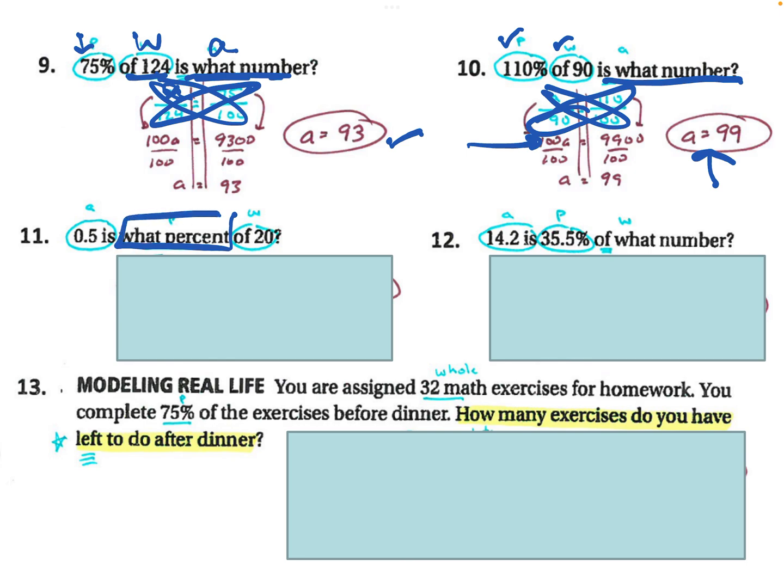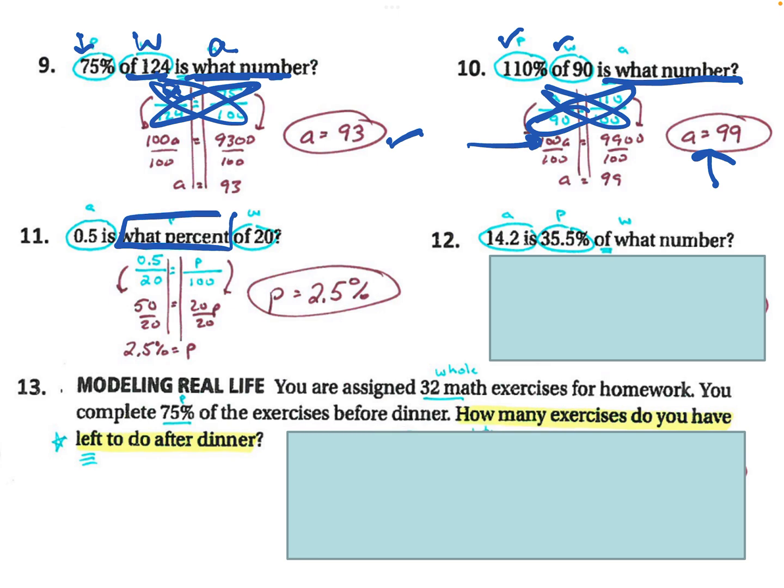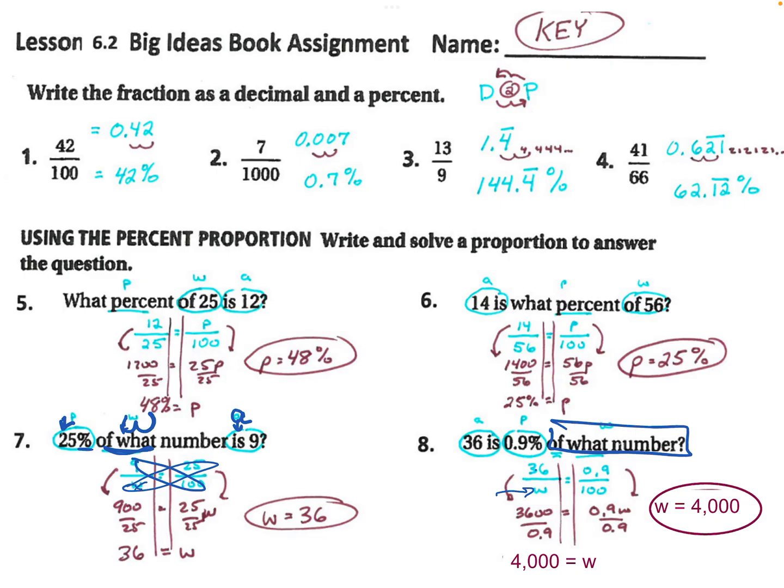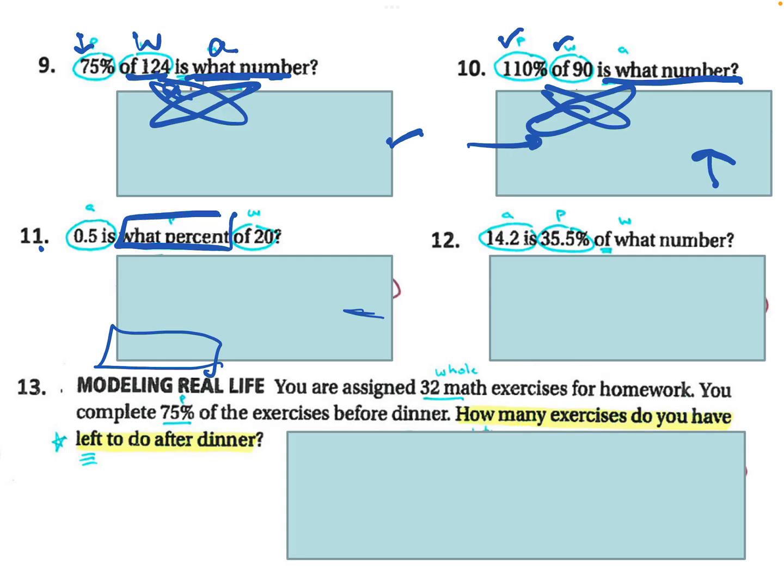Looking at number 11, again, I'm missing a percent sign. That means P is missing. So 0.5 out of 20 is what percent out of 100? You should be at 2.5. Got to have a percent sign on that answer. Should only have a percent sign on answers 11 and whatever these were up here, 5 and 6, although I know that's not what they are. I think it was 15 and 16, but I could be wrong.